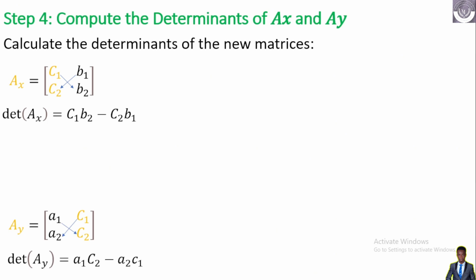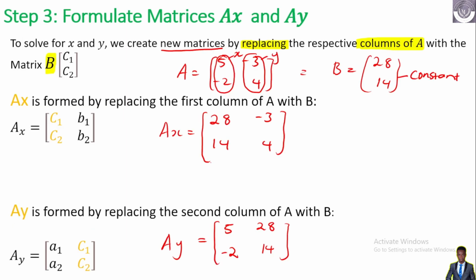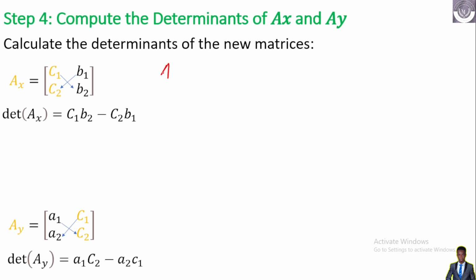Now, the fourth step is we are going to compute this new matrix by finding the determinant of AX and AY. Remember, we have gotten AX to be 28, 14, minus 3, 4. This is AX. So they are saying from this new matrix that we have formed, we are now going to find again the determinant for AX, not A, but AX. So in finding the determinant for AX, this is going to be that.